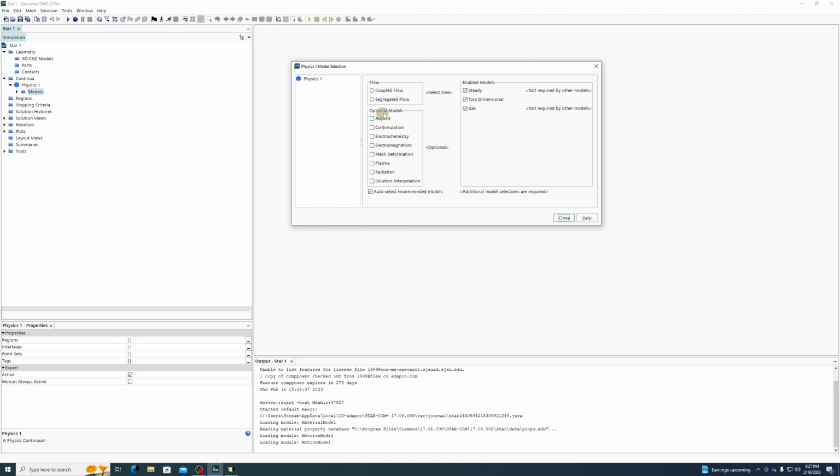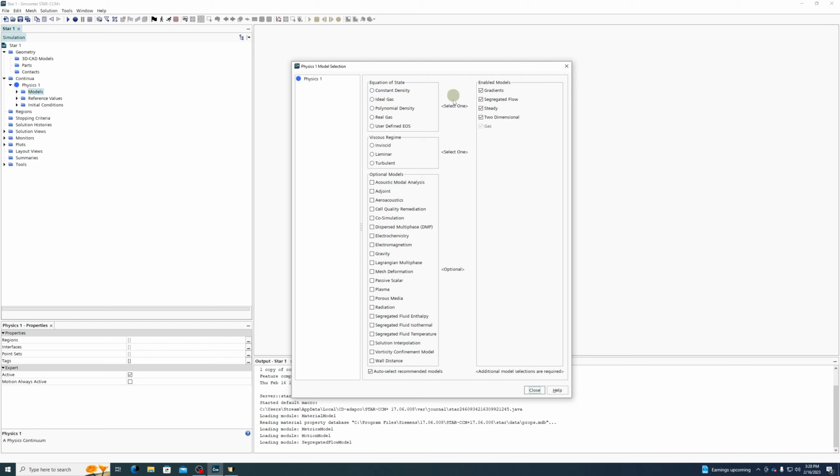Now, one of the more complicated things to conceptualize is whether we want segregated flow versus coupled flow. This changes pretty drastically under the hood how it needs to solve these equations. So segregated flow is better for lower energy flows. Coupled flow is good for supersonic or just generally very high energy flows. We are going to stick with segregated flow for most of these, so I'm going to select that now.